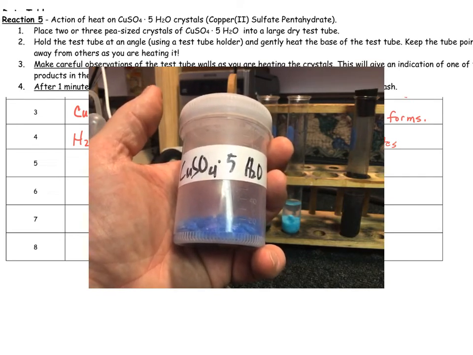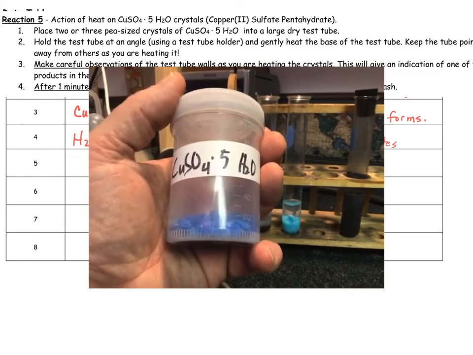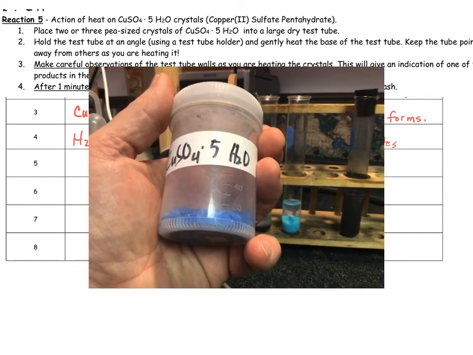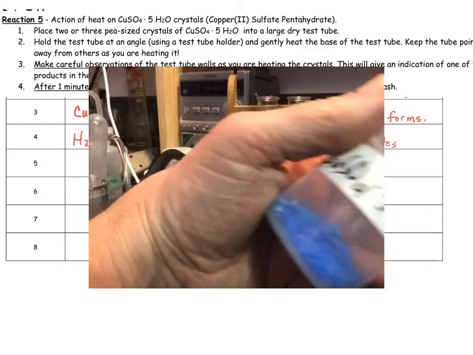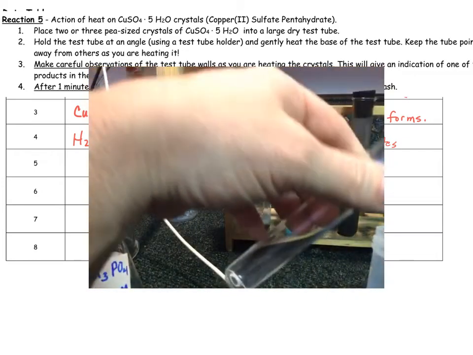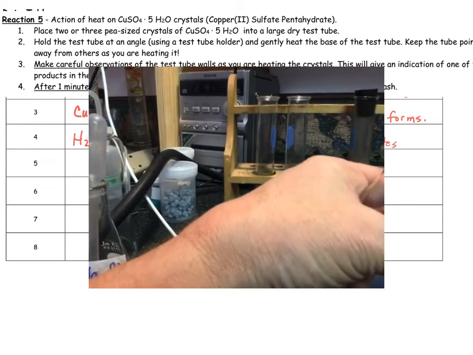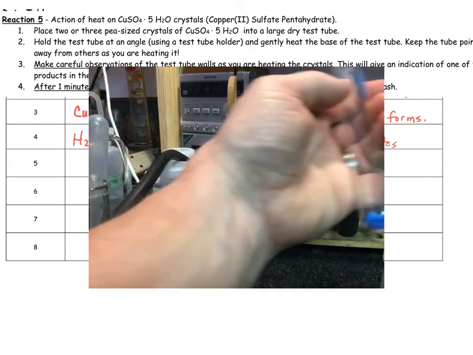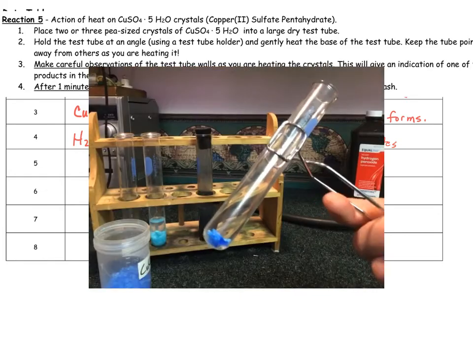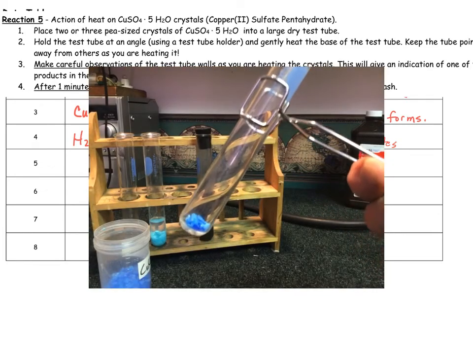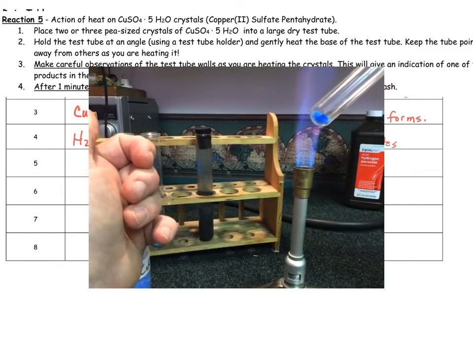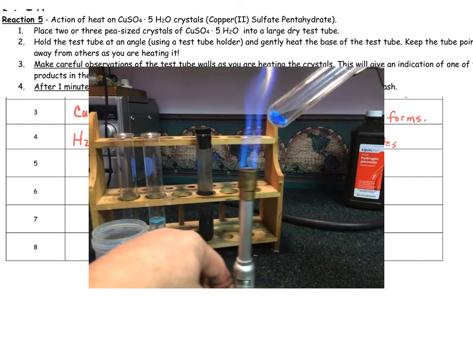It says place 2 or 3 pea-sized crystals of it into a test tube and hold the test tube at an angle using a holder and gently heat it. So I'm going to put a few of these crystals into a test tube. Let's put a few more in there. Then it says to gently heat it. We'll hold the test tube with this. Then we need a Bunsen burner. So here's our Bunsen burner flame, and we're going to hold that in there and gently heat it and see what happens.